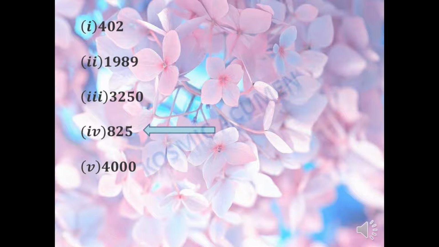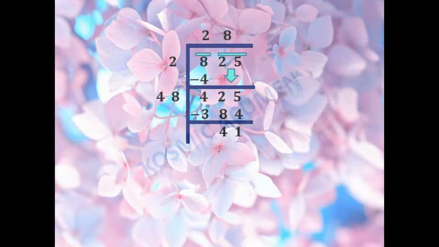Now coming on to the next part, that is 825. I place bars like this. I see that 2 2s are 4. When I subtract 4 from 8, I get 4 as my remainder. I bring the second bar's digits, that is 2, 5 down, and I have a number 425.